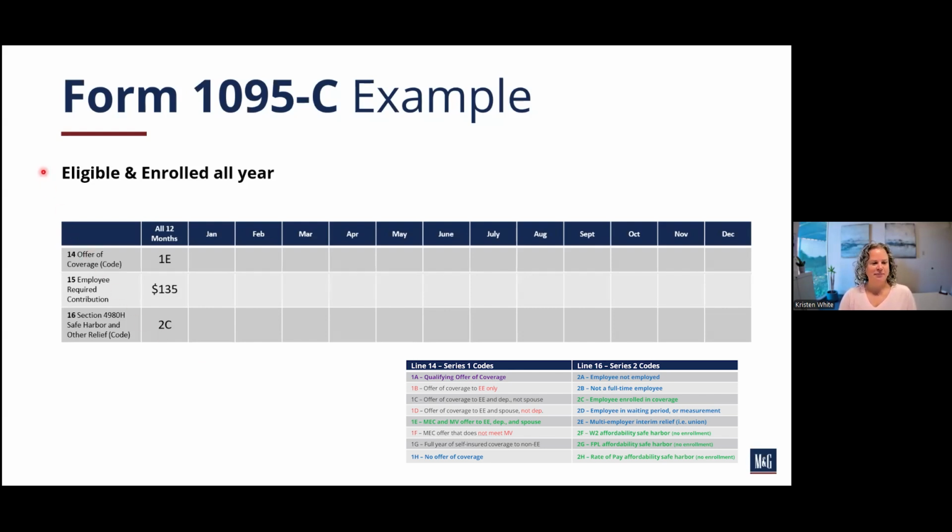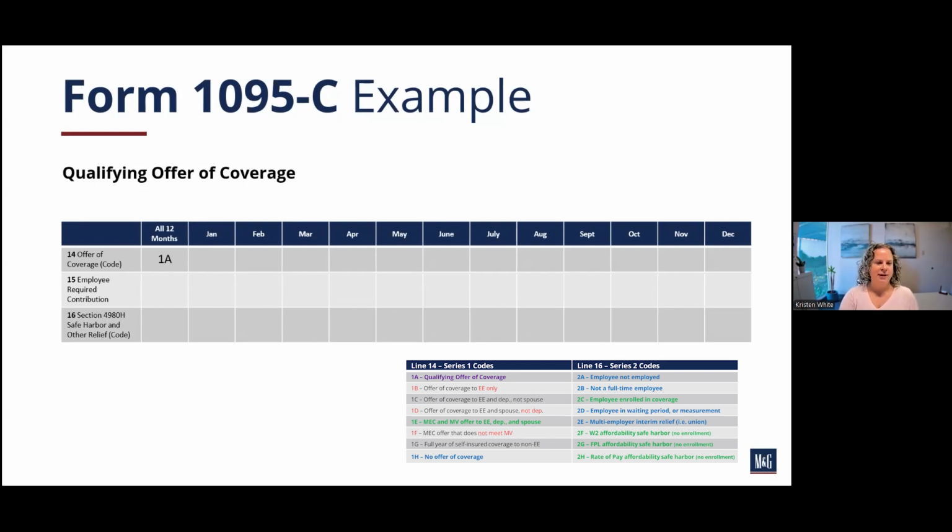So in this example, this employee is eligible and enrolled all year. So 1E is telling us we offered them coverage all year. You can see we use this 12 months box. And again, this premium here was the lowest cost plan that we offered to this employee. And then they enrolled, so that's what our 2C code is. So simple. Again, this should all pull from your system.